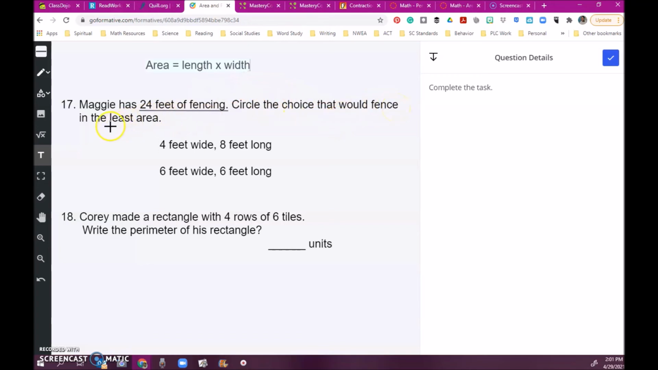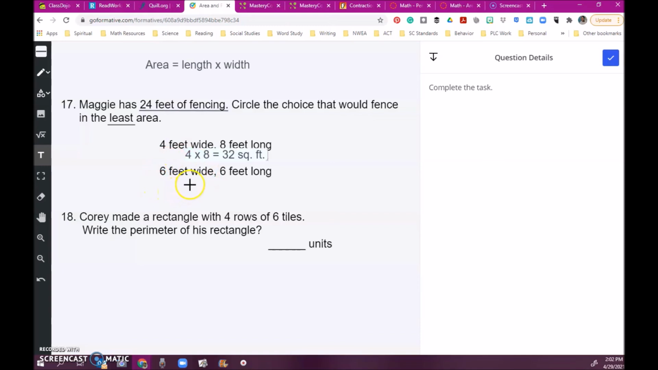In order for her to know which one is going to fence in the least amount of area, we're going to have to try both choices. Area is length times width. The first one she has is 4 times 8. She would have 4 feet wide and 8 feet long, sorry. So I would do the length, which is 8 times 4. 4 times 8 equals 32. So she would have 32 square feet of fencing if she goes this way.